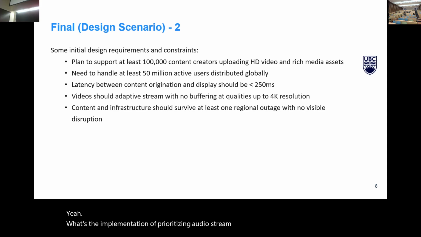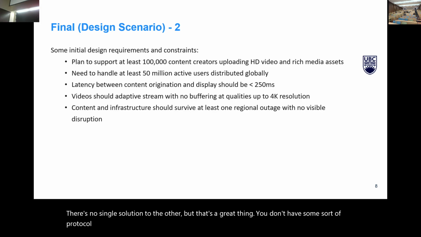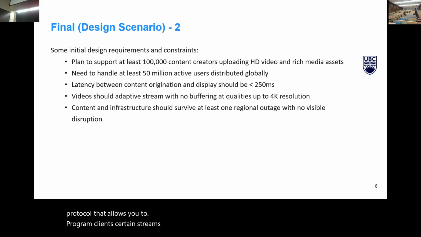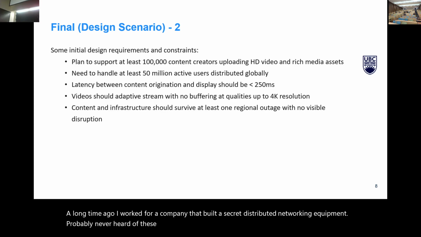Well, actually, they use quality of service mechanisms for doing that, and it depends. There's no single solution to that either. But yes, they end up having some sort of protocol that allows them to prioritize certain streams over other streams. And a long time ago, I worked for a company that built asynchronous transfer mode networking equipment. You've probably never heard of ATM equipment, but ATM equipment, not the banking machine, networking machine.